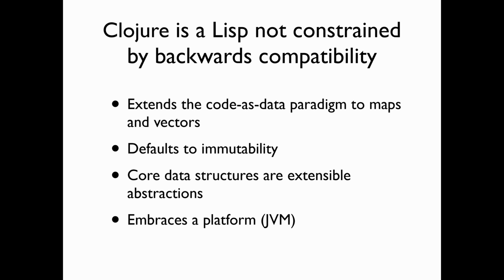Clojure defaults to immutability. Most of the data structures, including lists, are immutable, which makes it a purely functional language with a lot of differences, both in style and approach once you start writing programs. The core data structures in Clojure are extensible. As we'll see later, that's another fairly big difference.